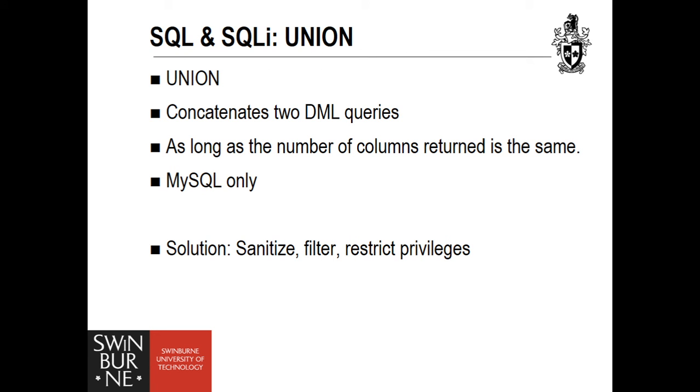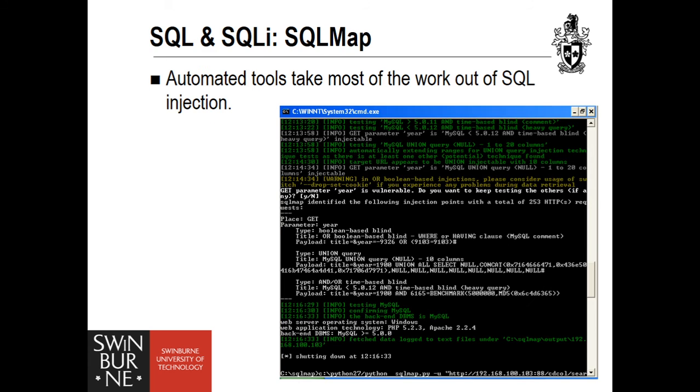Union is used to concatenate the queries as long as the number of columns returned is the same. MySQL only. The solution is we need to sanitize, filter, or restrict privilege. Okay, SQLmap. SQLmap is a software used as an automated tool that takes most of the workload of SQL injection.